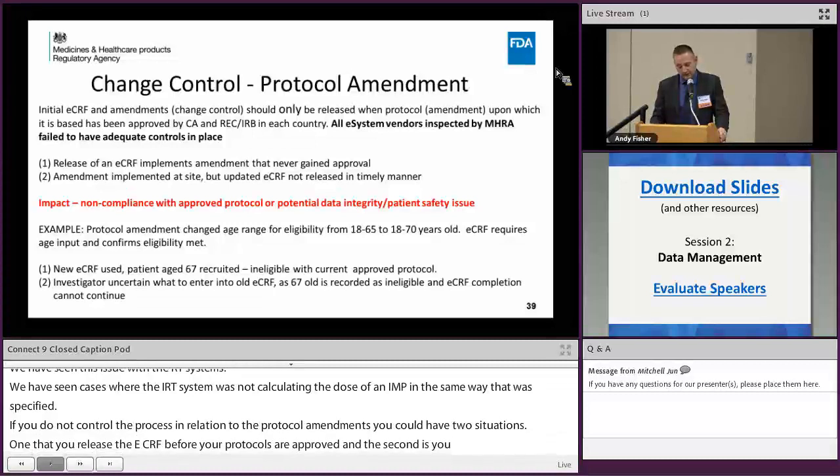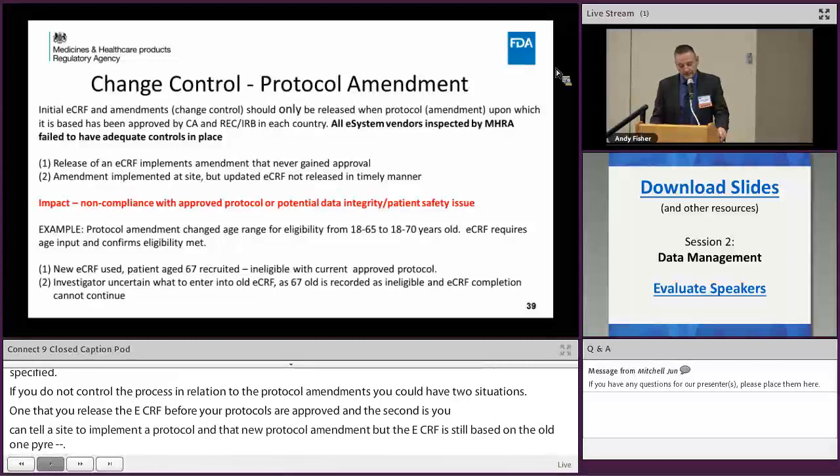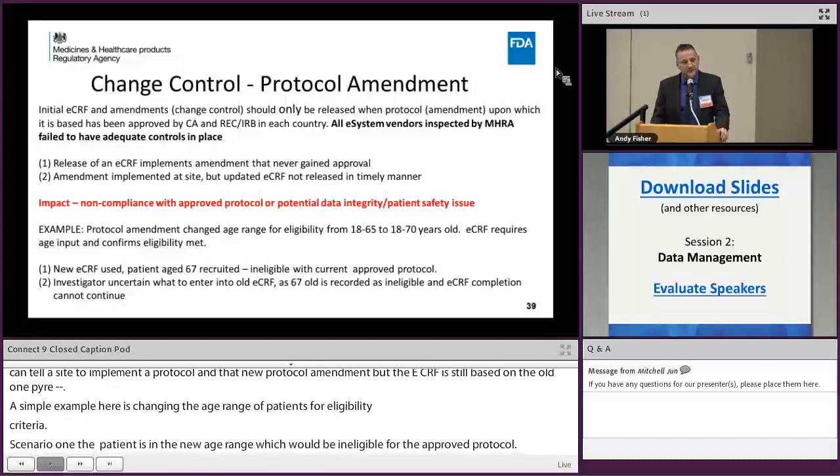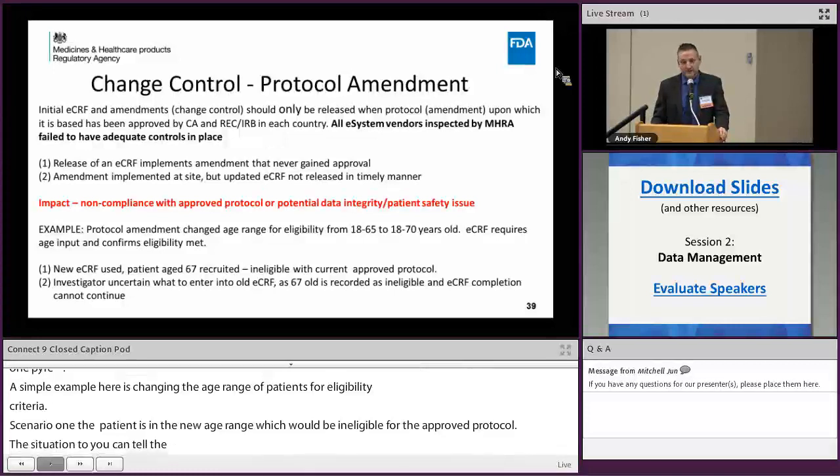So a simple example here is changing the age range of patients as an eligibility criteria. So in scenario one, you could recruit a patient in the new age range, which would be ineligible according to the approved protocol at the time. Or in situation two, you could tell the investigator to recruit the new age range patients, but the CRF won't allow them to progress because the CRF is saying that they're ineligible and won't allow you to go any further in the CRF. So it just emphasizes the need to make sure that there's a process for controlling the software and the release of the eCRF and IRT systems with the approved protocol, and we're finding that's a common issue wherever we go.